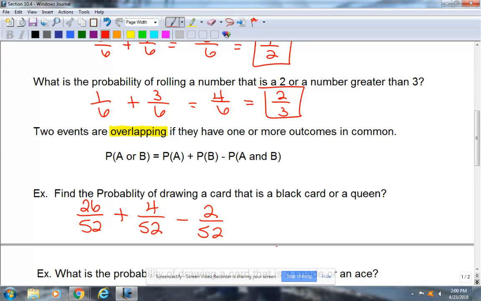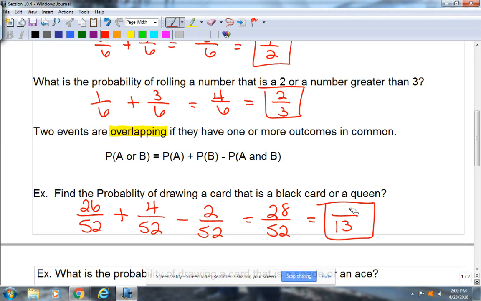So 26 plus 4 is 30. 30 minus 2 is 28 out of 52. And then those are both divisible by 4. So that's what, 7 out of 13? Math is your friend if you can't reduce your fractions. Any questions so far? So that's what you do if it's overlapping, meaning it falls in both categories. All right, now we're ready to flip over to the back.